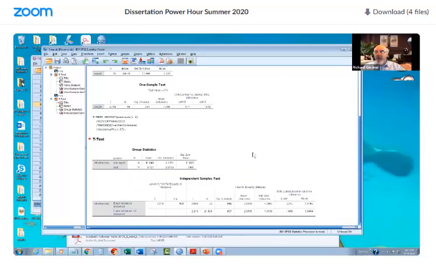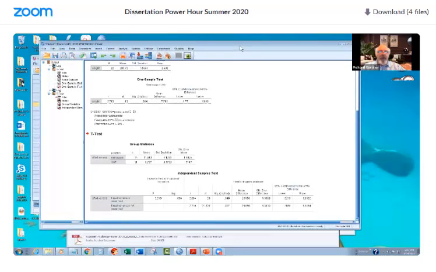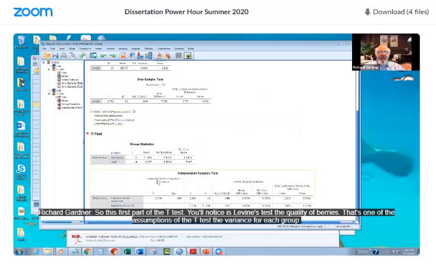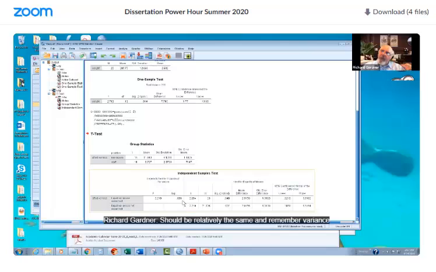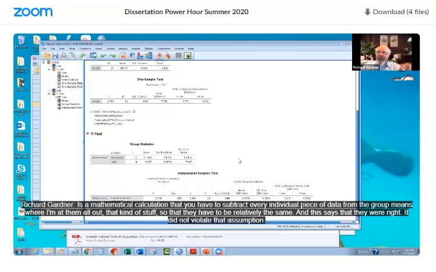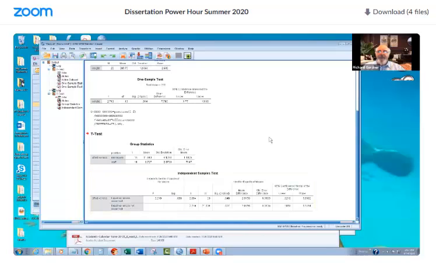Am I going too fast? I know this can get kind of boring unless you're a nerd guy like me. So this first part of the t-test, you'll notice, says Levene's test for equality of variance. That's one of the assumptions of a t-test. The variance for each group should be relatively the same. And remember, variance is a mathematical calculation where you subtract every individual piece of data from the group mean, square them, add them all up, that kind of stuff. They have to be relatively the same, and this says that they were. It did not violate that assumption.